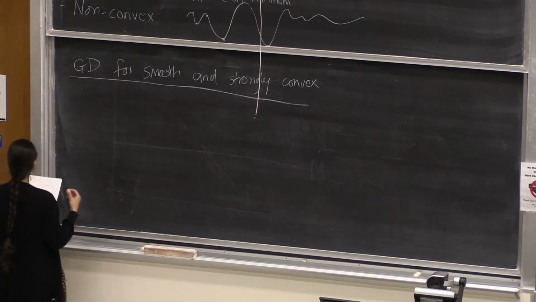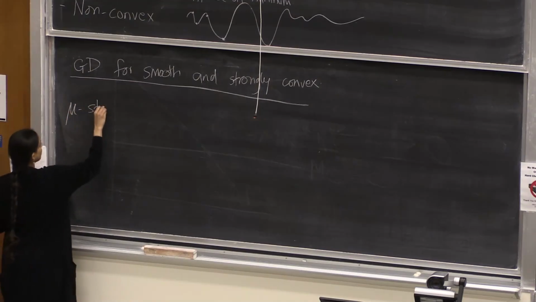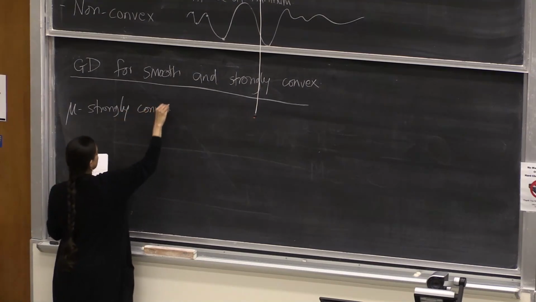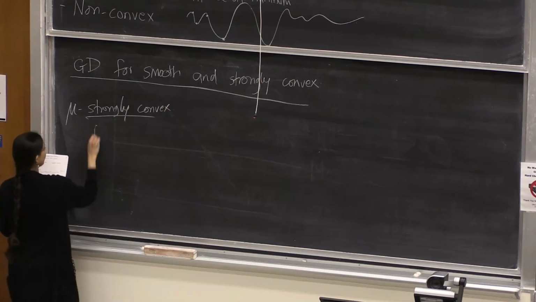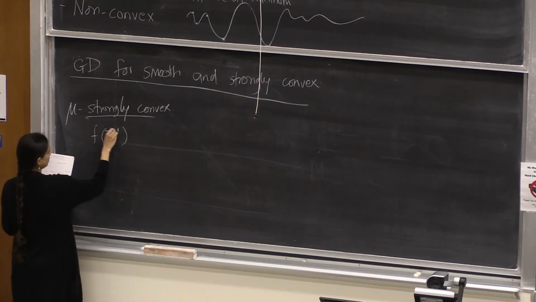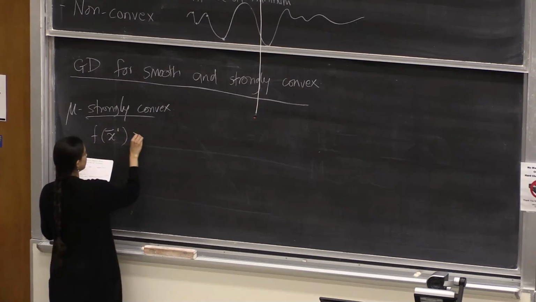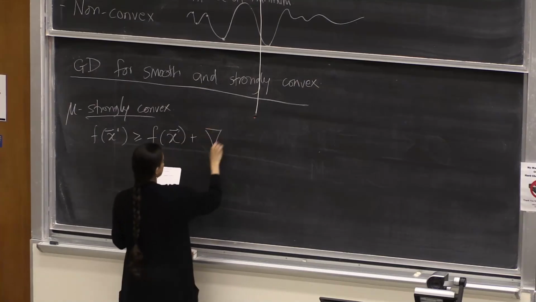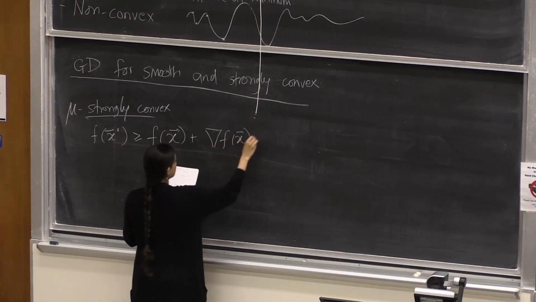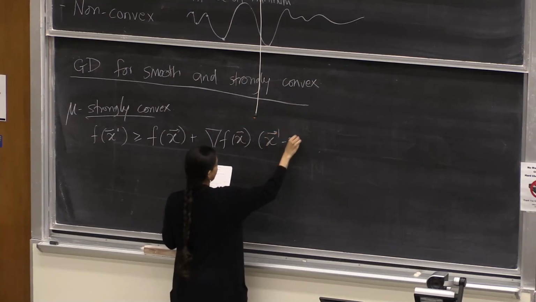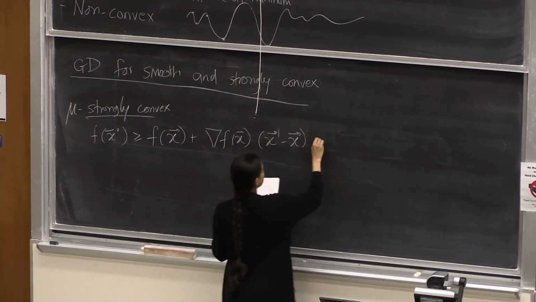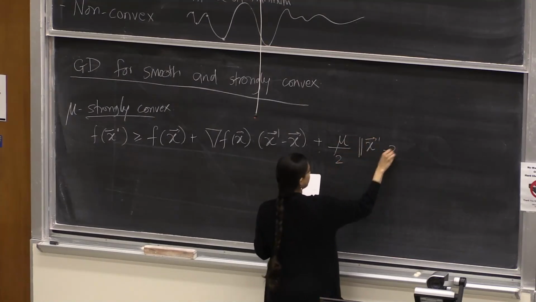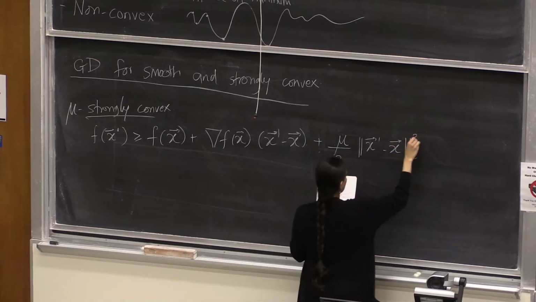So when I say a function is mu strongly convex, what I mean is that if I have some f of x prime, then this is greater than or equal to f of x plus the gradient of f of x times x prime minus x, plus mu over 2 times x prime minus x squared.